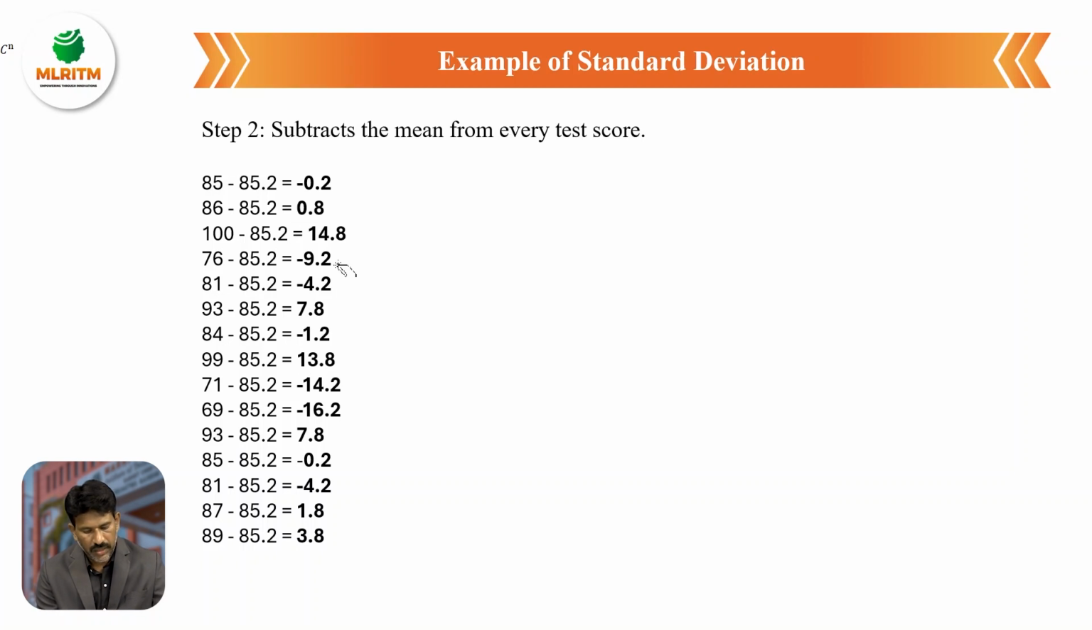So like that you will get minus 0.2, 0.8, 14.8, 9, minus 9.2, minus 4.2, 7.8, 1.2, 13.8, and then minus 14.2, 16.2, 7.8, minus 0.2, minus 4.2, then 1.8, then 3.8. So like that you've completed step 2.